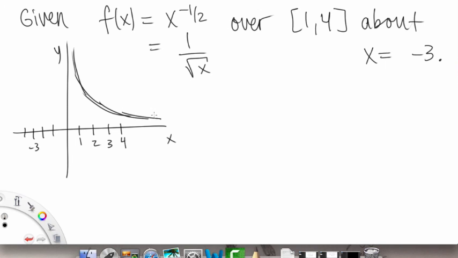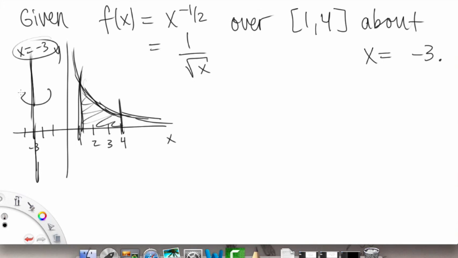So we have something like this, all right? It goes down like that. That's our graph. And here's our interval. That's where we're integrating on. That's our region there. And we want to rotate it about the x equals -3 axis, which I'm drawing in right here. So this is x equals -3, all right? So here we see an arbitrary axis, x equals -3, and now we want to rotate this region about this axis, okay?